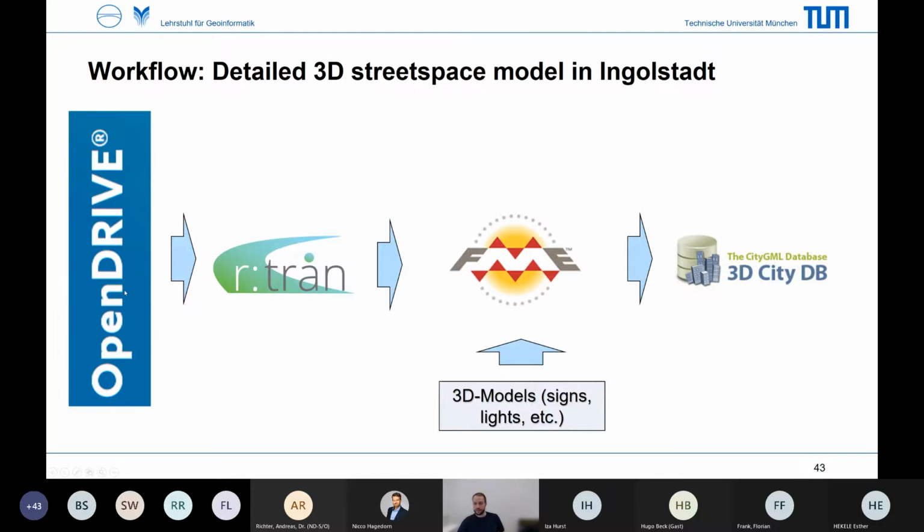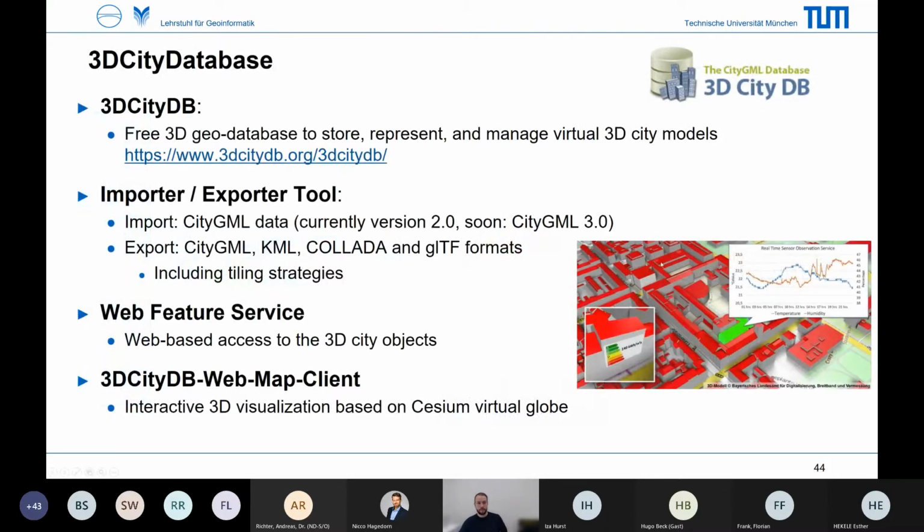So this was the basic workflow we used here. We had OpenDRIVE data in the beginning, converted it to CityGML data using the converter, further processed the data with FME, used the 3D city database then to create the visualization and also the 3D web map client I want to show you in a minute more.